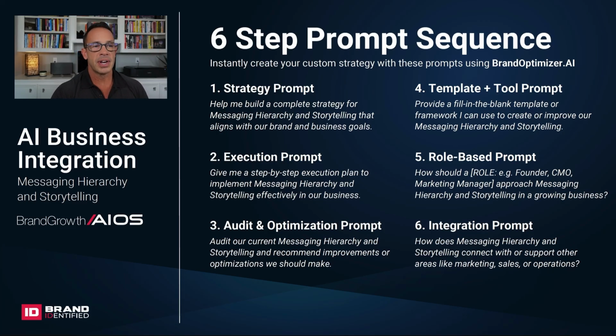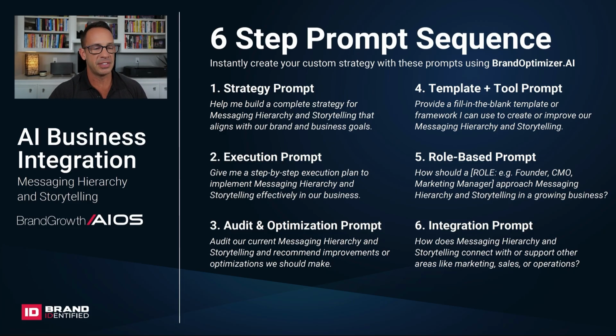Prompt number 4 is a template and a tool prompt. This is provide a fill-in-the-blank template or a framework that I can use to create or improve our messaging hierarchy and our storytelling. Prompt number 5 is a role-based prompt. So you're going to prompt it with how should A, and then you're going to insert your title, position, or role within your organization. So for example, founder, CMO, marketing manager, approach messaging, hierarchy, and storytelling in a growing business.